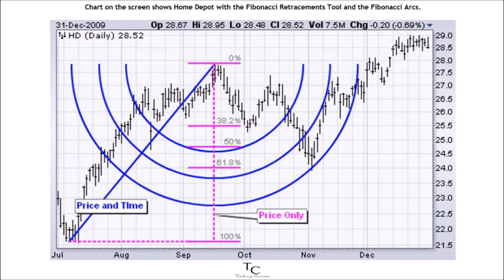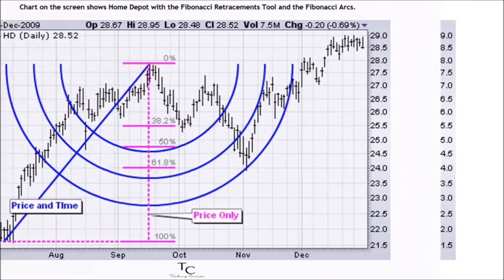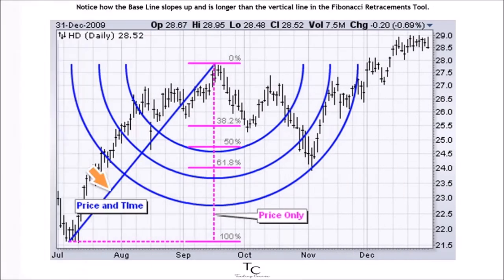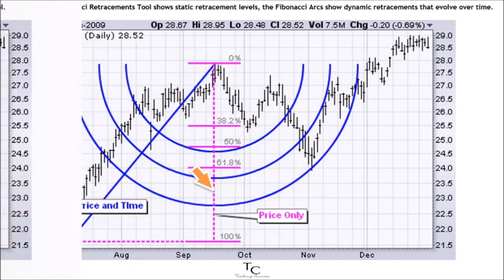The chart on the screen shows Home Depot with the Fibonacci Retracements Tool and the Fibonacci Arcs. Both indicators extend from the July low to the September high. Notice how the baseline slopes up and is longer than the vertical line in the Fibonacci Retracements Tool.